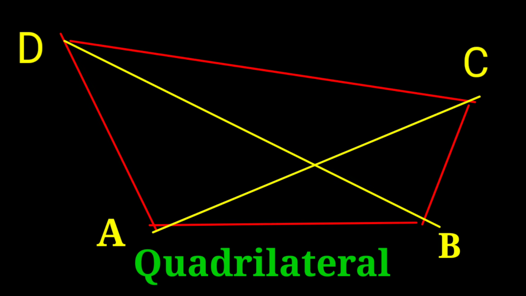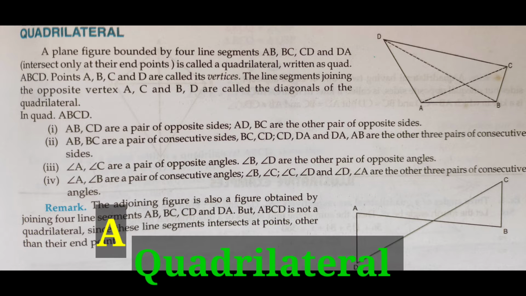A plane figure bounded by four line segments AB, BC, CD, DA that intersect only at their end points is called a quadrilateral. In short, we call it quad ABCD. You can see over here that points A, B, C, D are called its vertices. The line segments joining the opposite vertices, AC and BD, are called the diagonals of the quadrilateral.